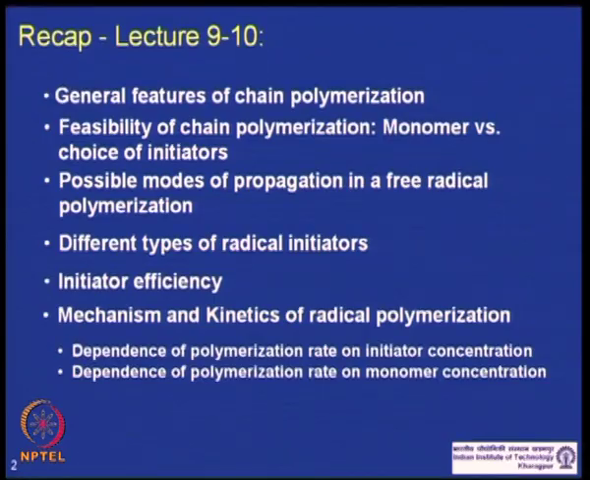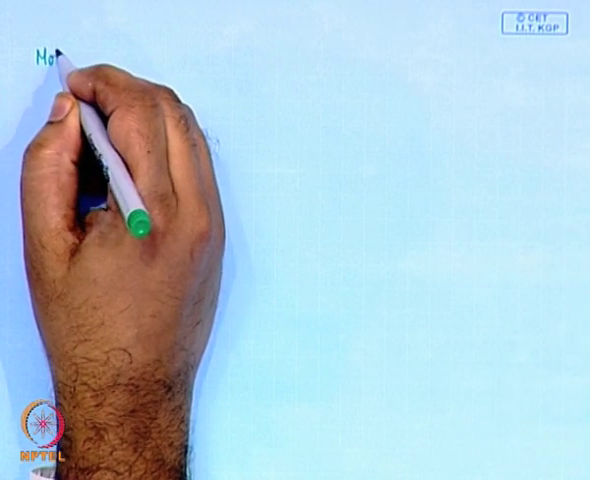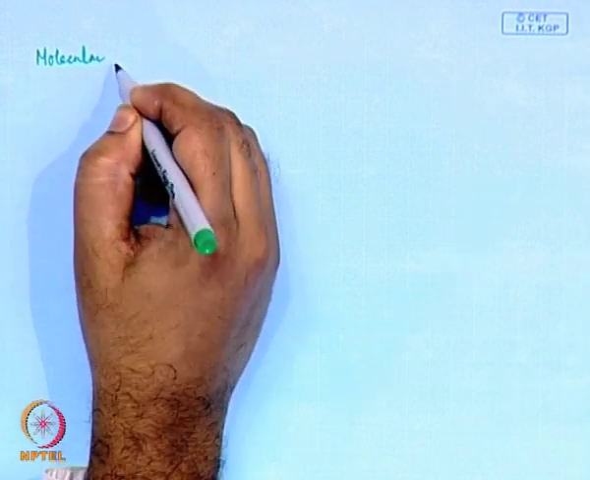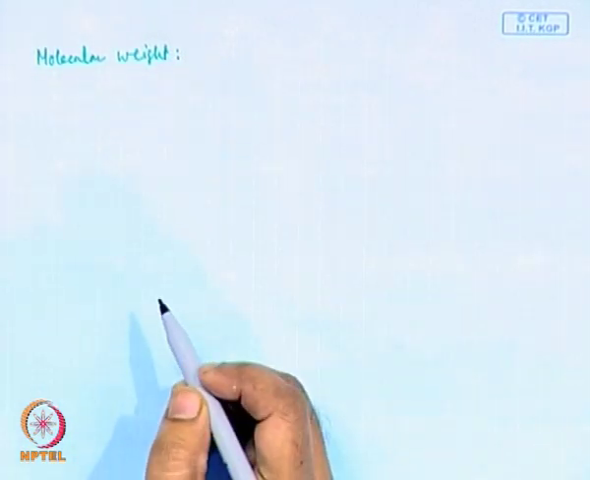And we also discussed the different steps involved in a radical chain polymerization and the kinetics of radical chain polymerization, and in that way we found the dependence of polymerization rate on initiator concentration as well as the dependence of polymerization rate on monomer concentration. Now, let us continue our discussion on molecular weight. Molecular weight of the polymer produced in radical chain polymerization.